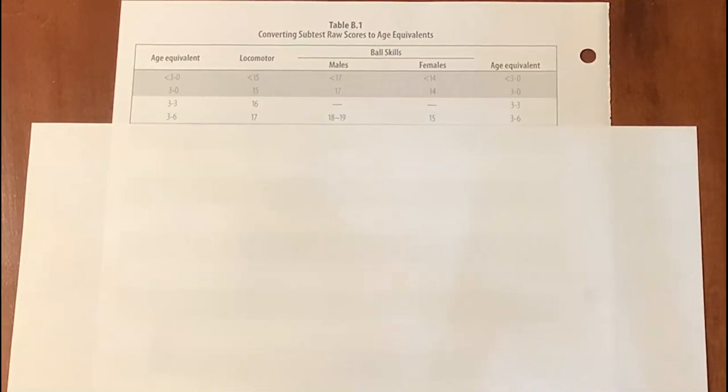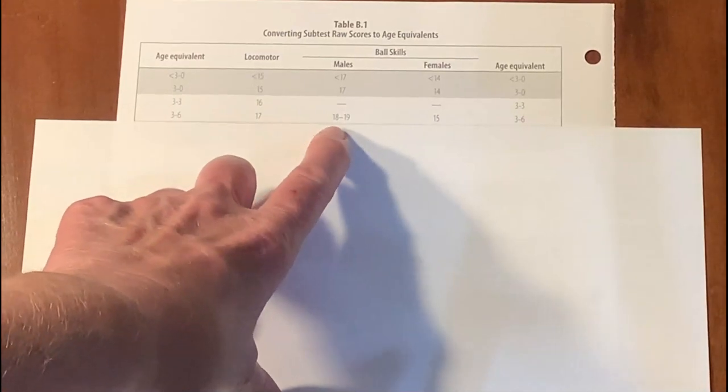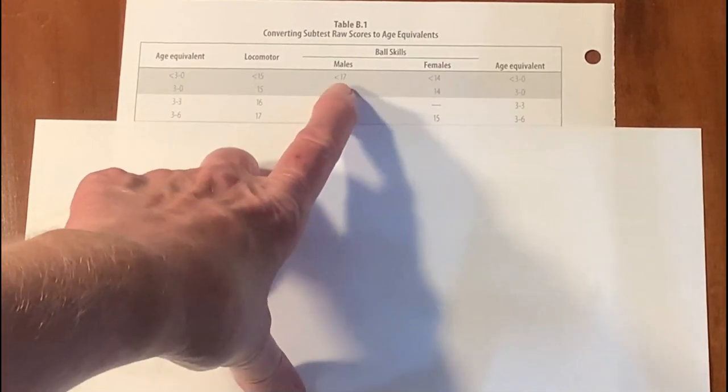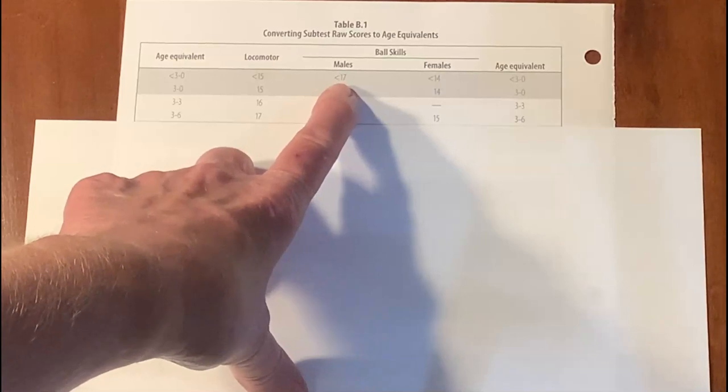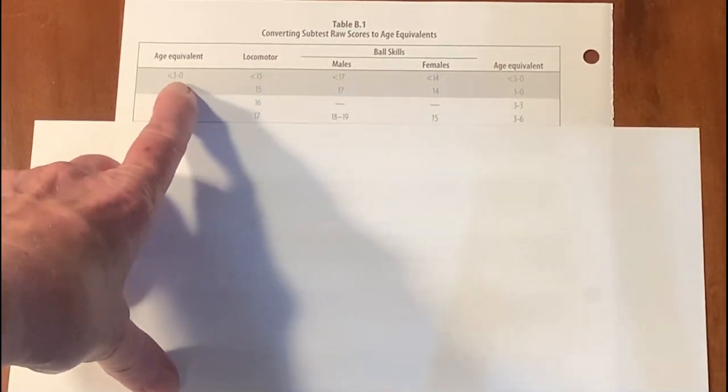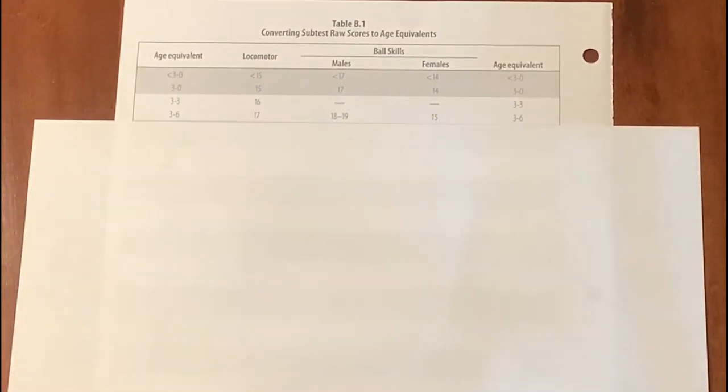And then I will go to the ball skills, and the ball skills for Mark, a male, was 13. So that's clearly less than 17. Age equivalency is less than 3 years, 0 months.